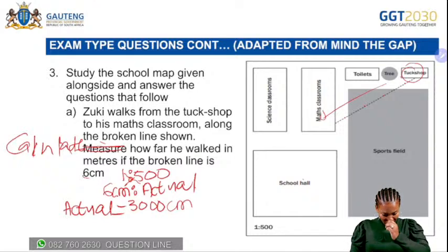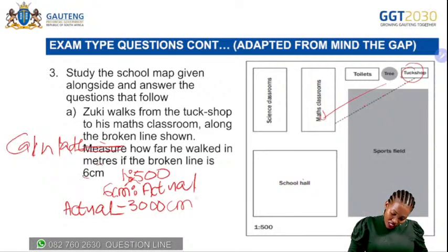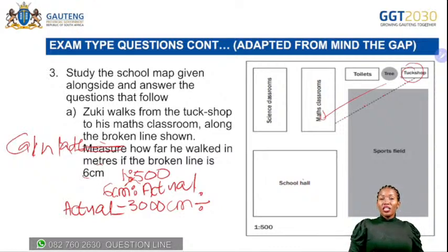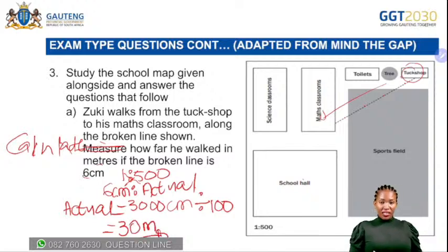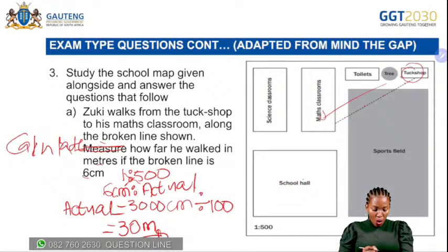What was the instruction? How far did he walk in meters? So we need to convert the centimeters to what? To meters. And then we know from King Henry that when we convert from centimeters to meters, we are going to divide. And then we are going to divide by how much? By 100. So the actual distance would be 30 meters. That is the actual length that this person walked from the tuck shop to the maths class.